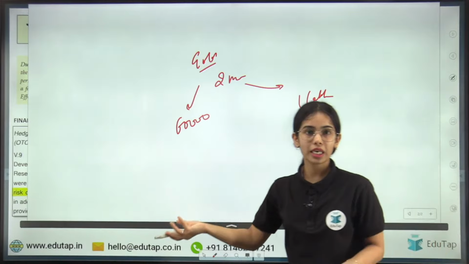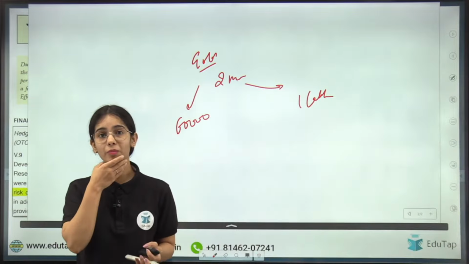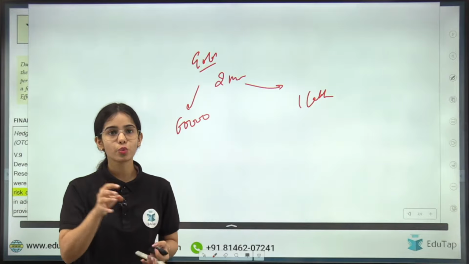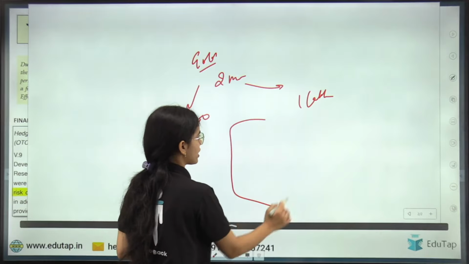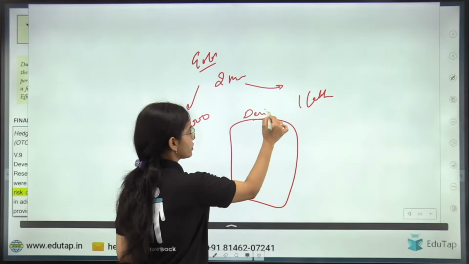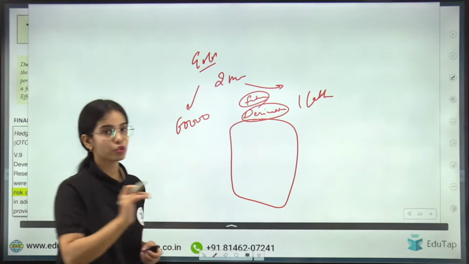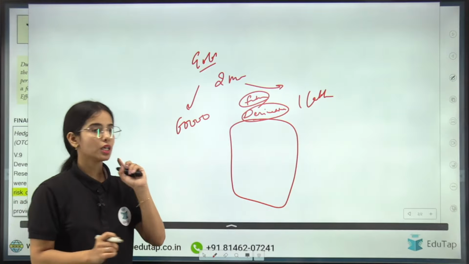That can happen in the case of gold. So you are afraid: what if I buy after 2 months and the gold price reaches 1 lakh or more than 1 lakh? So what you will do is enter into a contract. This is a derivative. Let's say it is a future contract.